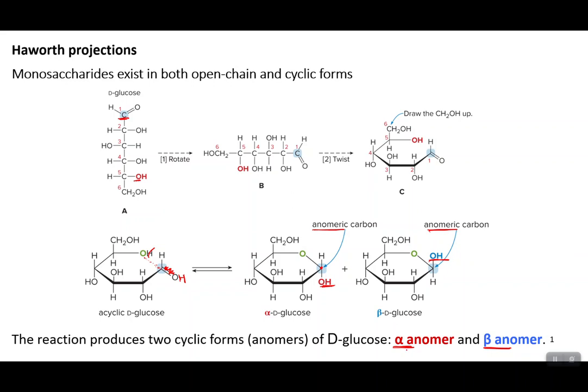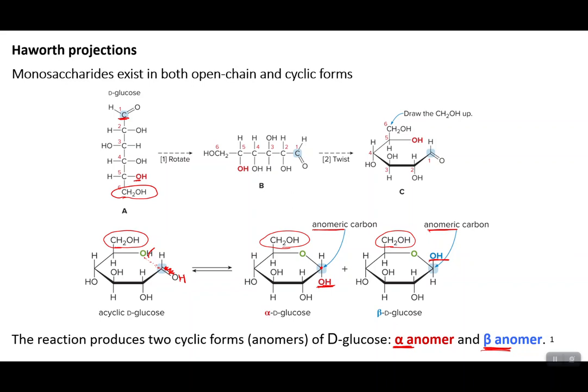You can see here that the alpha anomer has that OH group pointing down, shown in red, and the beta anomer has the OH group pointing up. And that is how we would be able to classify the two. Then you'll notice that this CH2OH group is always drawn up or above your cyclic structure, and we will go into more detail about exactly how to go from a linear form to a cyclic form.